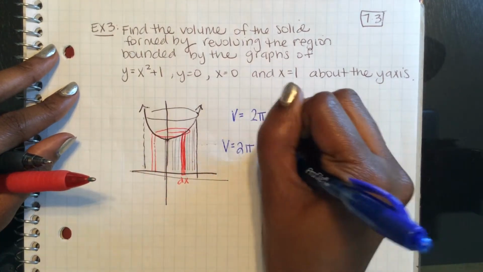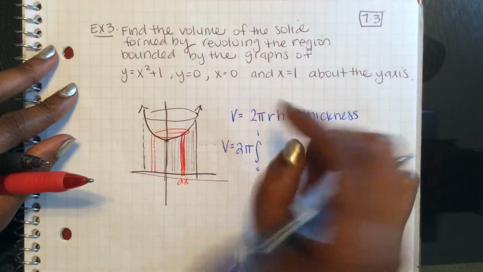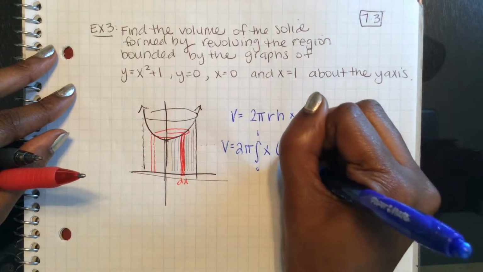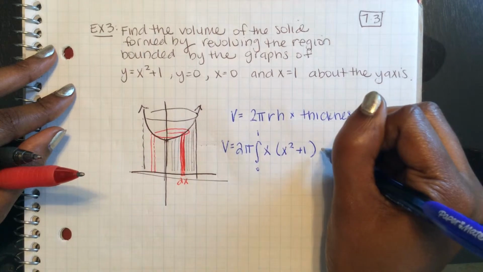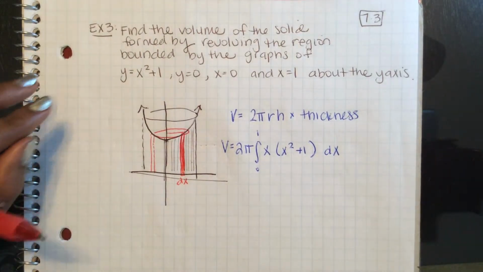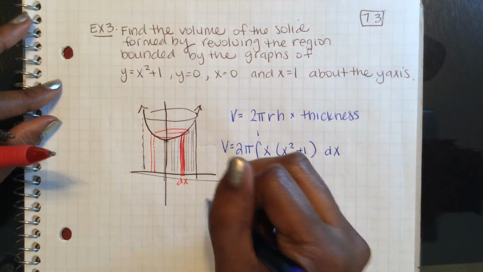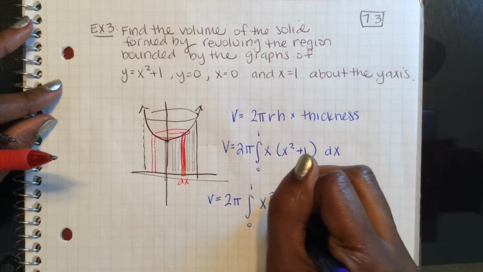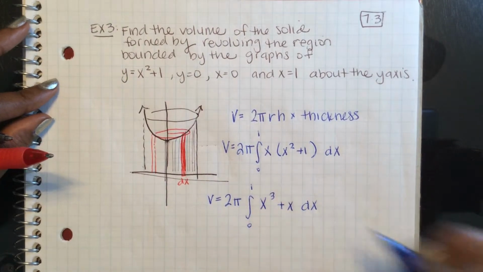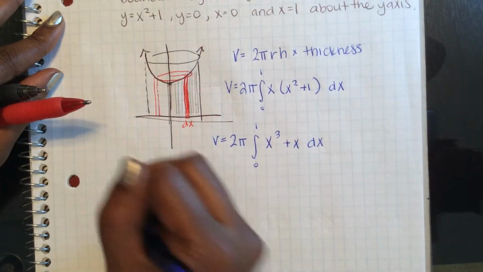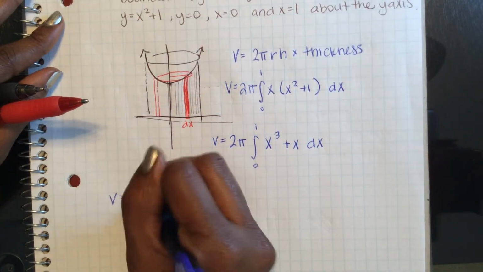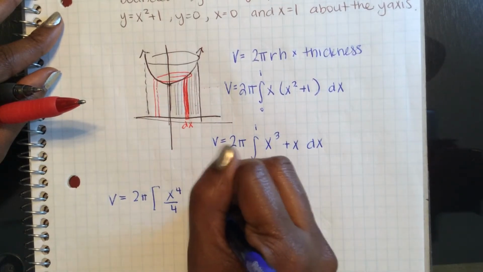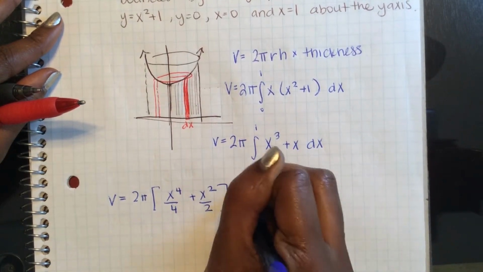Volume equals 2 pi integral from 0 to 1 of my radius, which is x, times my height, which is x squared plus 1, times my thickness, dx. So volume equals 2 pi integral from 0 to 1 of x cubed plus x dx. Volume equals 2 pi times x to the 4th over 4 plus x squared over 2, from 0 to 1.